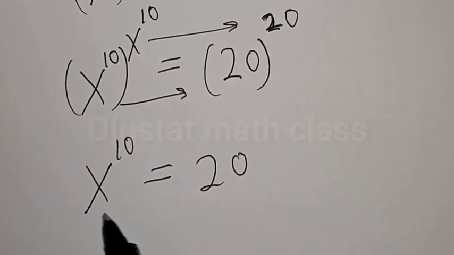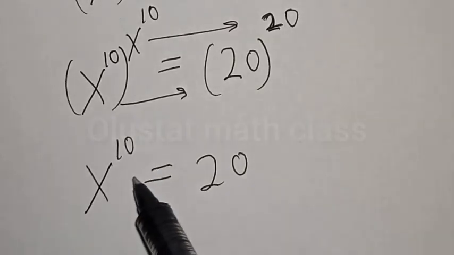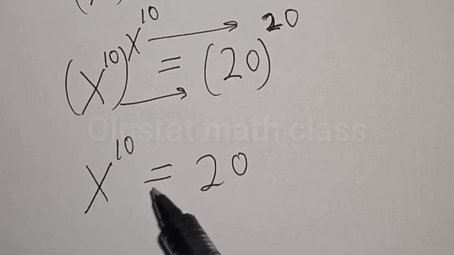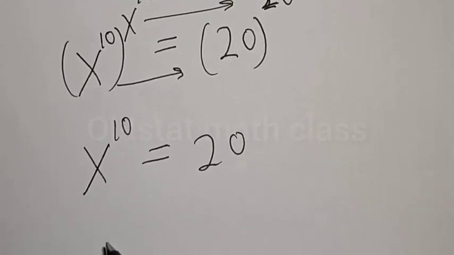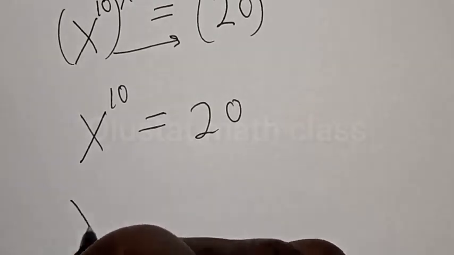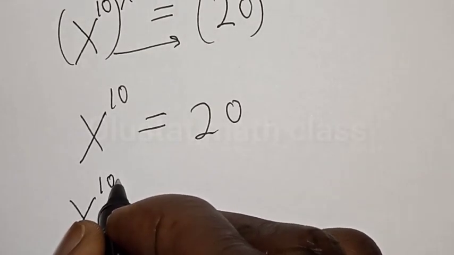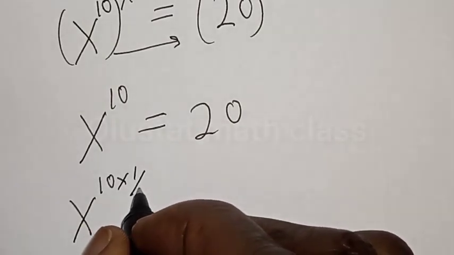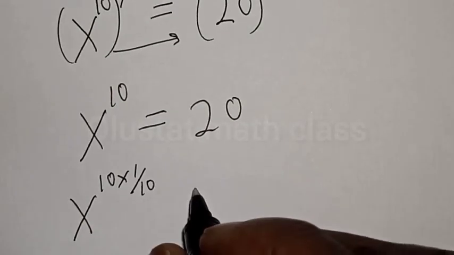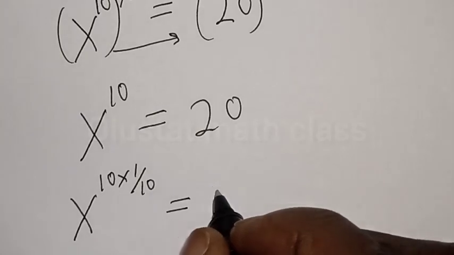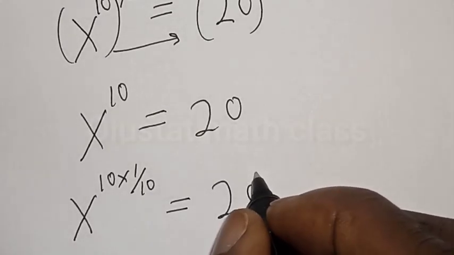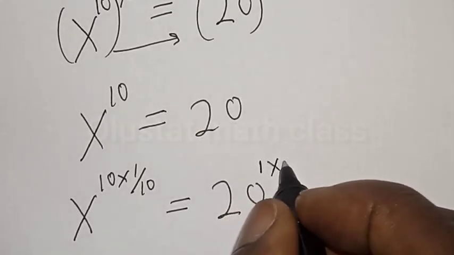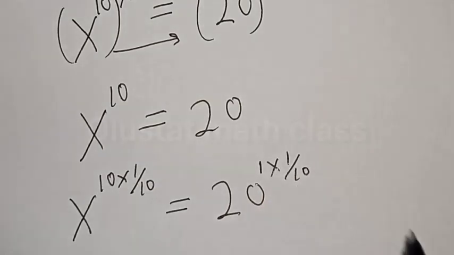Now, is this the final answer? No. We need to get the value of s, and in order to get the value of s, let's use this trick. Let's multiply the exponent of both sides by 1 over 10, that is 1 divided by 10. Then we have s raised to power 10 times 1 divided by 10 is equal to 20 raised to power 1 multiply by 1 divided by 10.